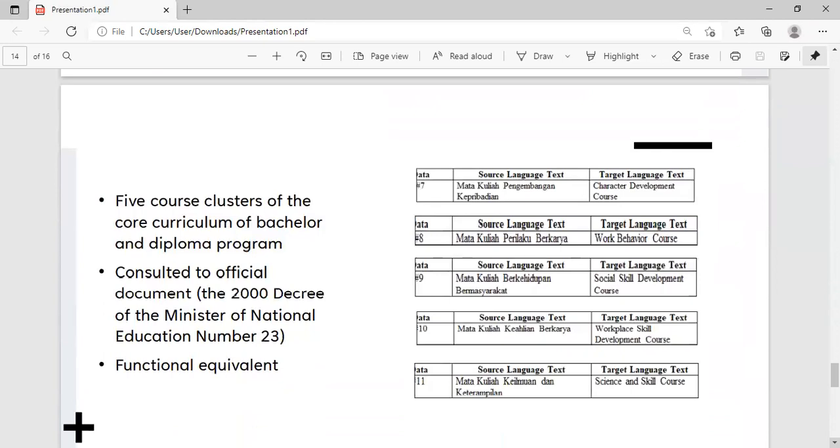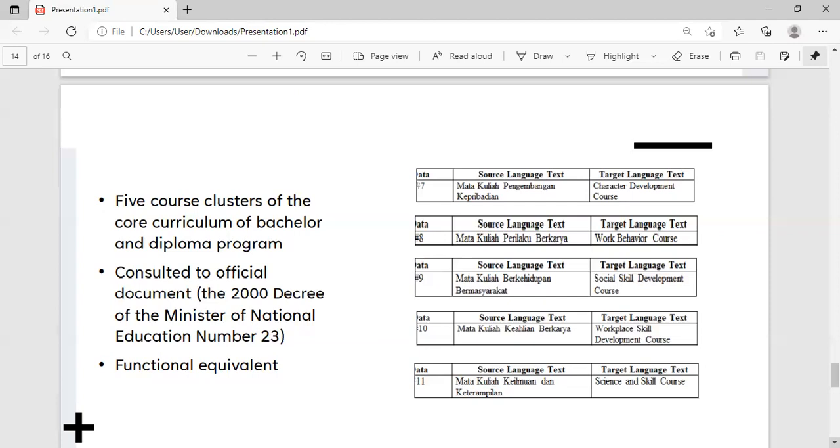The next issue is related to course clusters. So data number 7 through number 11 are five course clusters of the core curriculum of bachelor and diploma programs. What I did was I consulted official documents, and the official document I consulted was the 2000 decree of the Minister of National Education number 23 about competency-based curriculum. From that document, I obtained a lot of information about the objectives of these course clusters. Therefore, I decided to use functional equivalent to translate these course clusters.